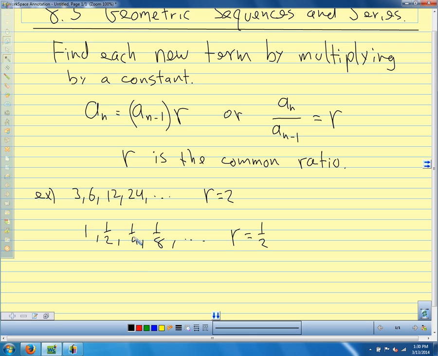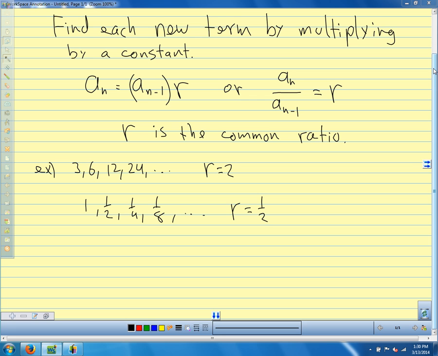And now that we're talking about geometric sequences and series, I have a whole new series, no pun intended, of math jokes that I can tell that have to do with series that I couldn't tell at the beginning of the year because we hadn't studied series yet.